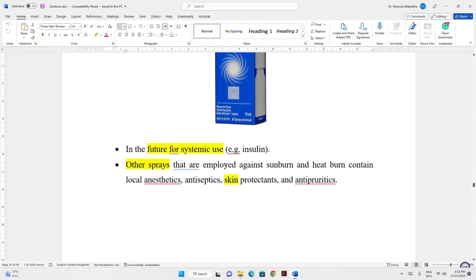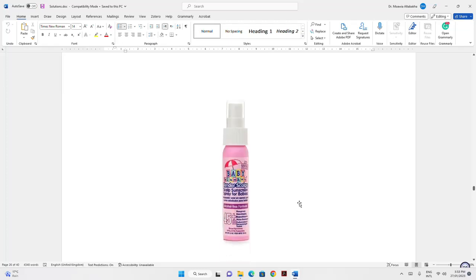Other applications are into the skin, okay, and that is to protect against sunburn, heat burn, and usually these sprays contain drugs that are local anesthetic, antiseptic, protectant, and antipruritics, يعني مضاد للحكة. Okay. antiseptic مطهر, protectant يعني حامي, okay, it protects. Local anesthetic is if you have pain on that area, then local anesthetic will be excellent.